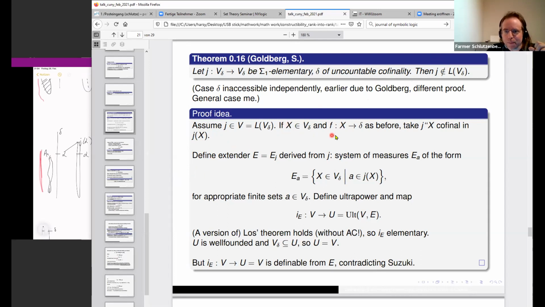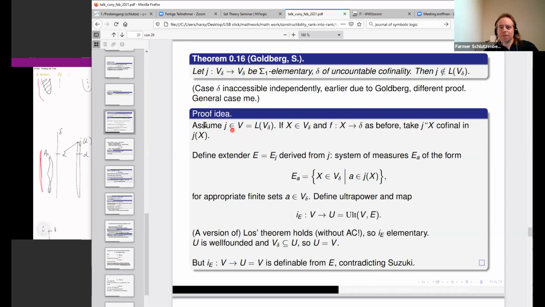However, there's one step first, which is that we do that iterating thing. If delta is not inaccessible, and there's some function from a set in V delta cofinal into delta, we can do that iterating step to get to a point where the iterate maps the set X cofinally into J of X, in the same way as what we just did in the previous lemma.